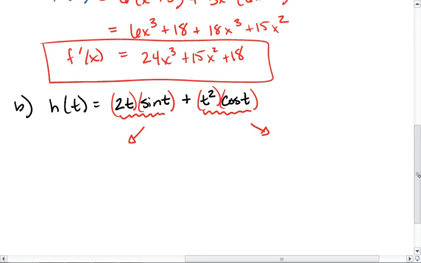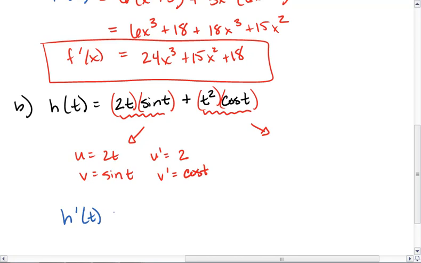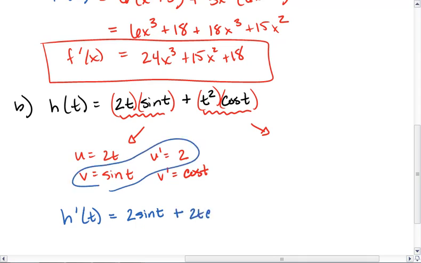For 2t sine t, again I break this up and find the derivative of both. And so I find that the first term in h prime of t will be 2 sine t plus 2t cosine t.